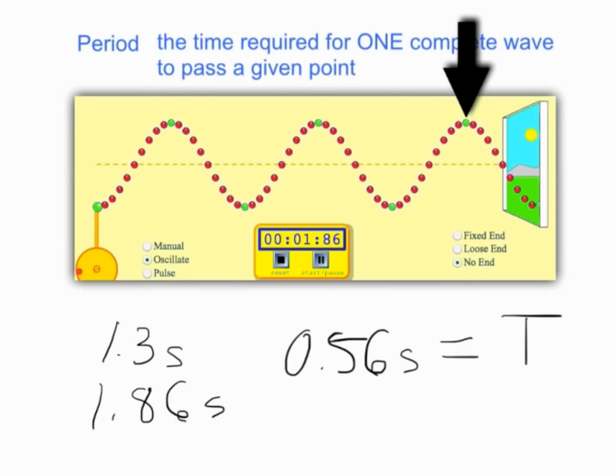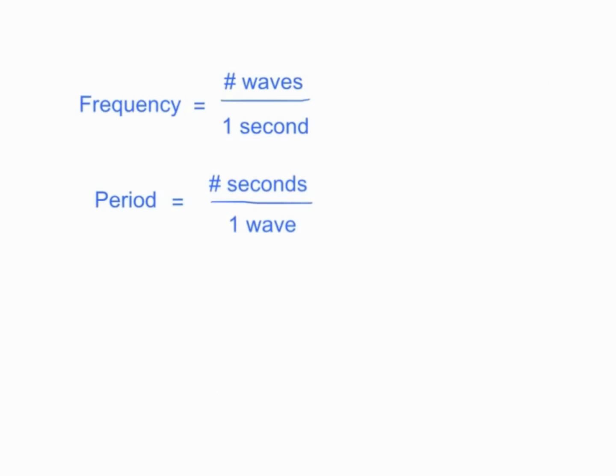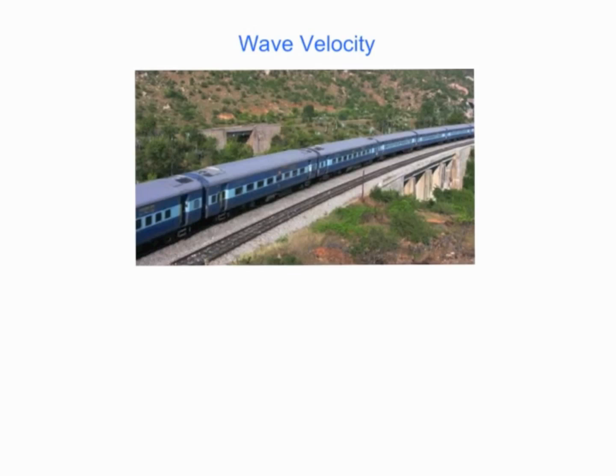All right, simple enough, right? So frequency is number of waves per second, and period is number of seconds per wave. Just like in last chapter, frequency is number of cycles per second, period is seconds per cycle. All right, so frequency and period are the elements you have to remember. Now let's talk about wave velocity.